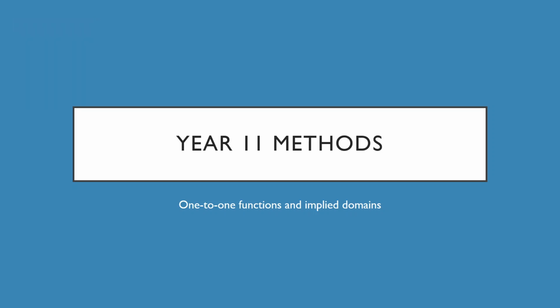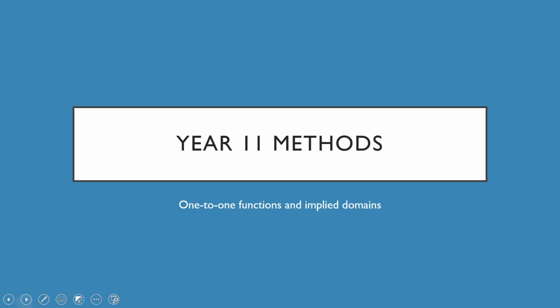Hi everyone, welcome back to the videos. In this short series we're going to be looking at special types of functions called one-to-one functions, and we're also going to look back on what it means for something to have an implied domain. Okay, so that's what this series of videos is going to focus on.